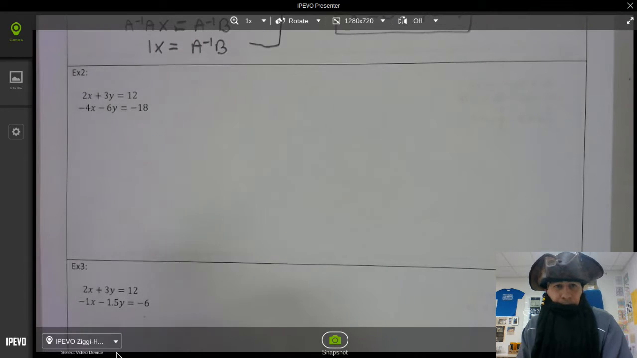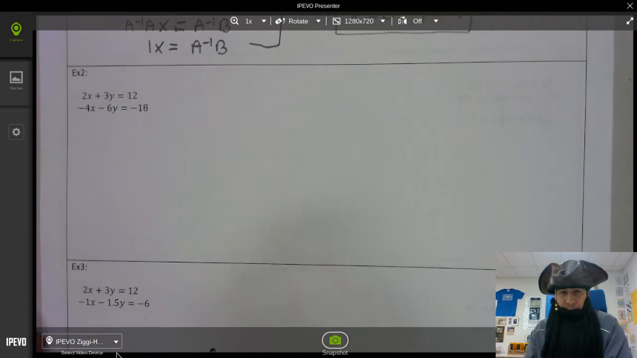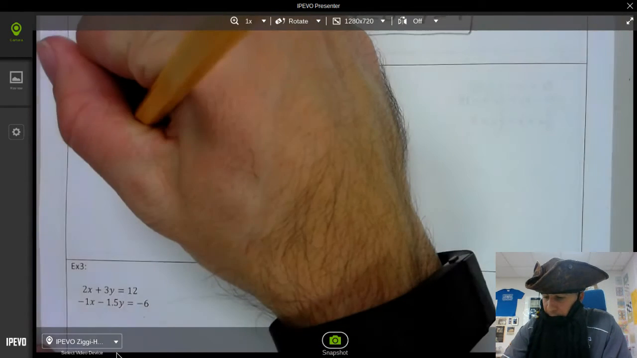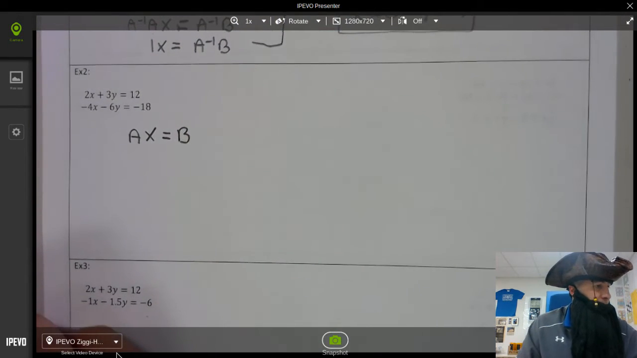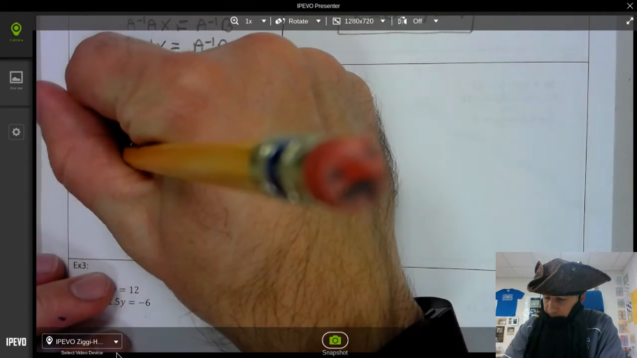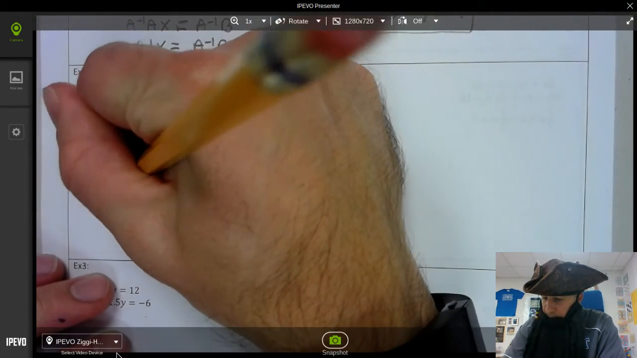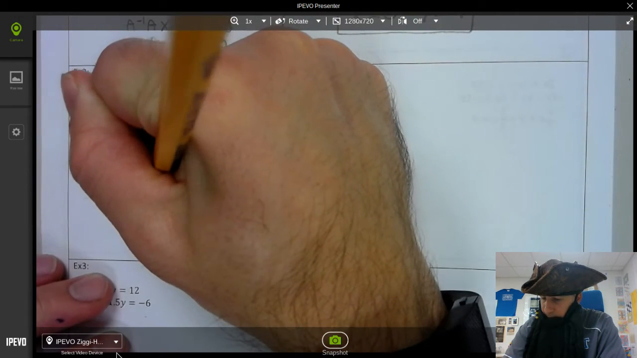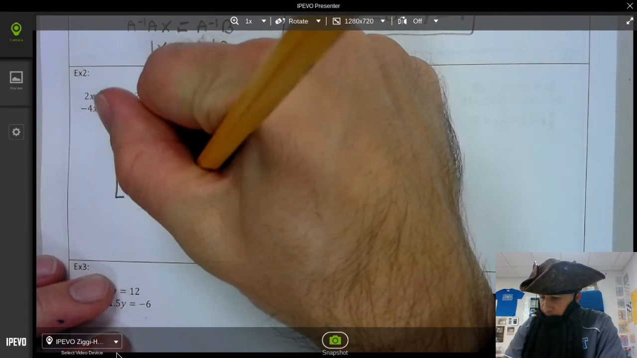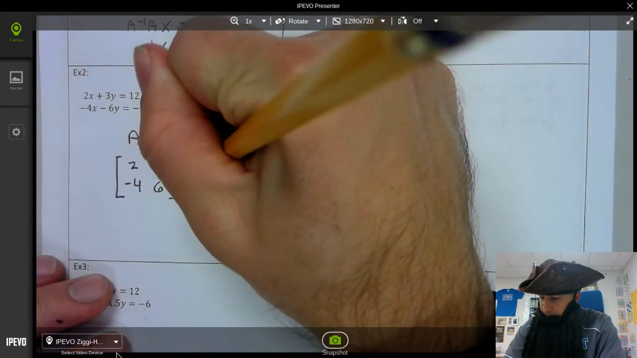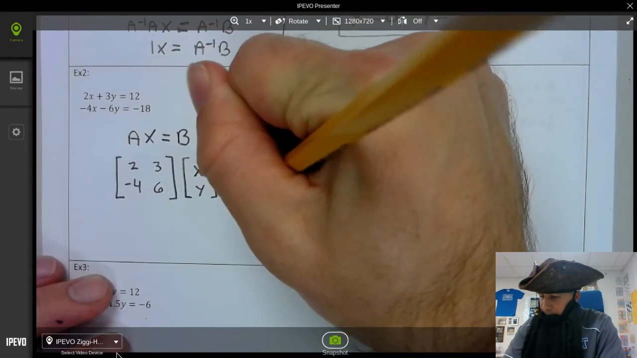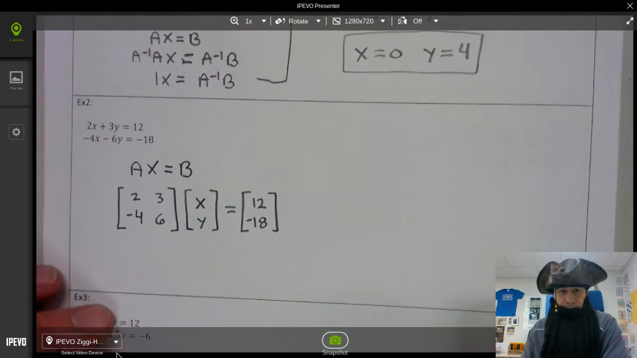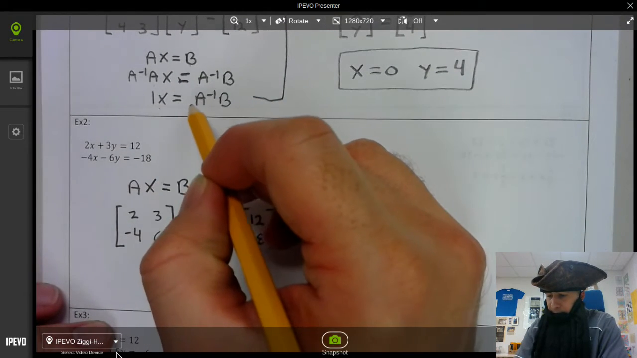All right. So if you're watching now, I assume you've paused, you've set up most of the problem, and now all you're doing is watching to check to make sure you set it up correctly. So again, we're setting it up as AX equals B. And again, we're going to set up the matrix equation. So we have 2, -4, 3, 6, x, y, equals 12, -18. Now, you know from here that X is going to equal A inverse B.